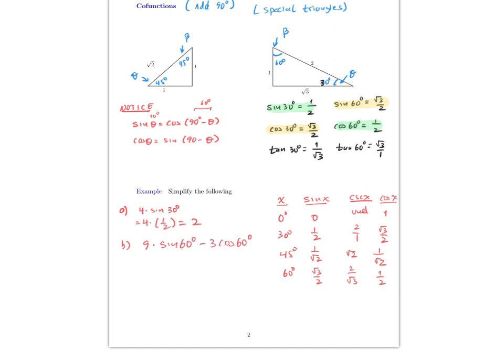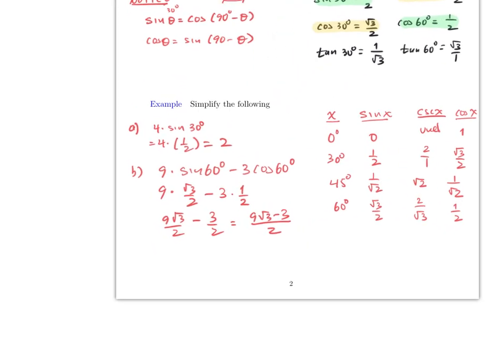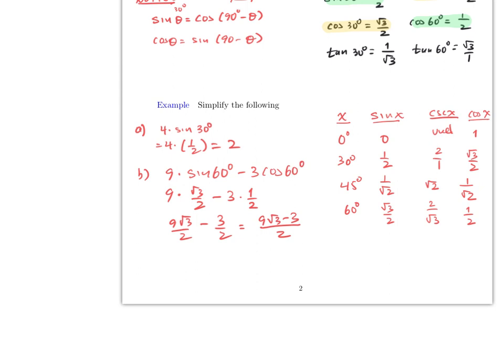If I ask you to do, for example, 9 times sine of 60 degrees minus 3 times cosine of 60 degrees, so it will be 9 times sine of 60, which is radical 3 over 2. Cosine of 60 is 1/2. So therefore this will be 9 radical 3 over 2 minus 3 over 2. In this case, you can just simplify the top. There's not much you can reduce, so this is equal to this. And that's it.